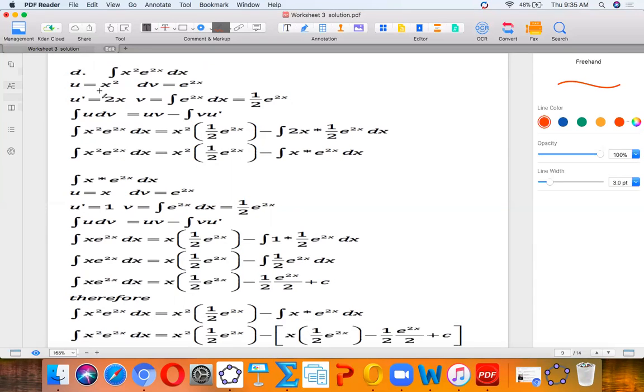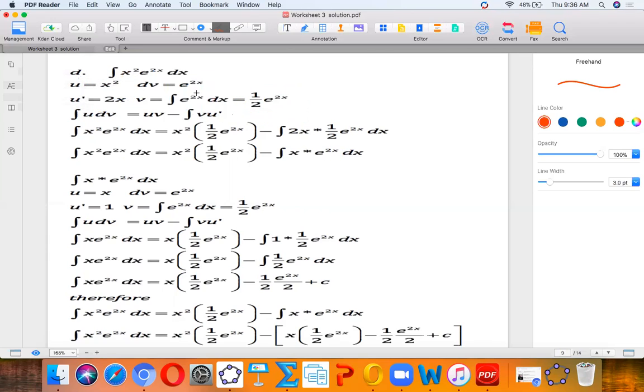Now, the fact that I have x squared, it means that we are going to apply the by parts formula twice. So here we have x squared. It will give me 2x when I differentiate it. While when we integrate e to the 2x, we already know it's going to be a half e to the 2x.